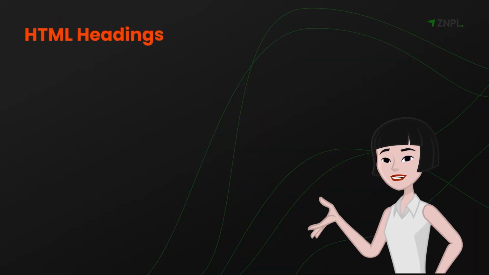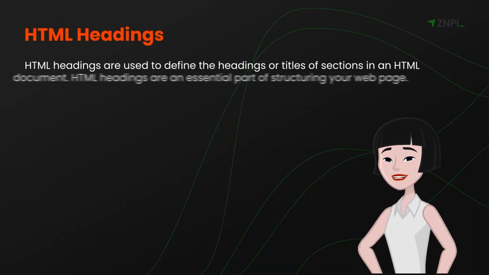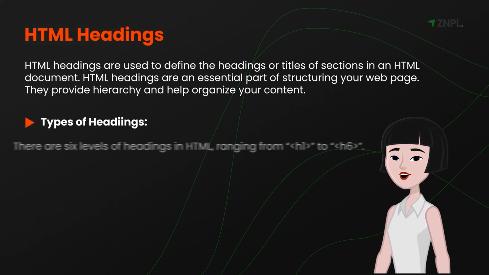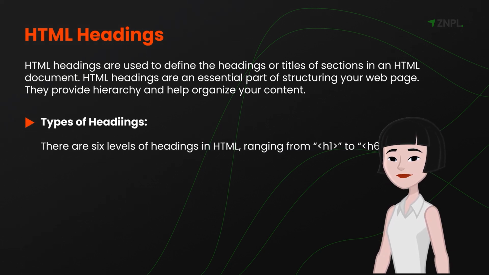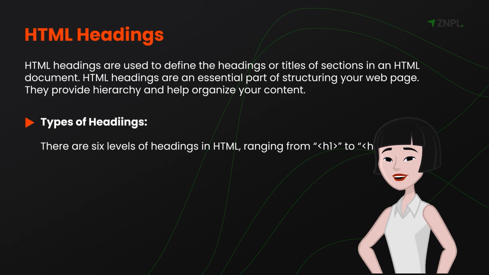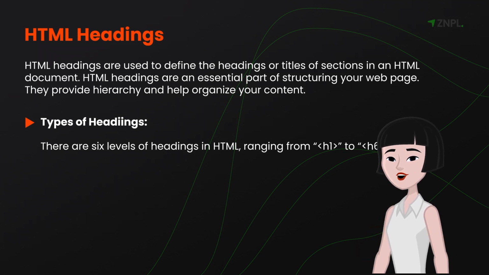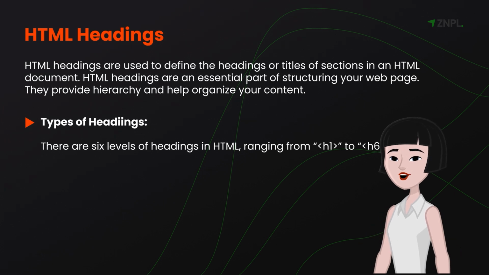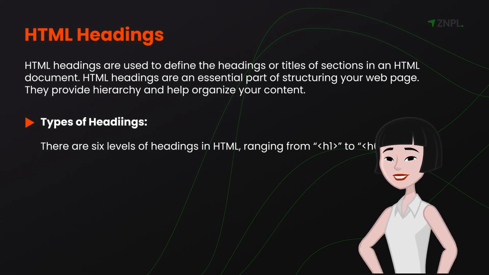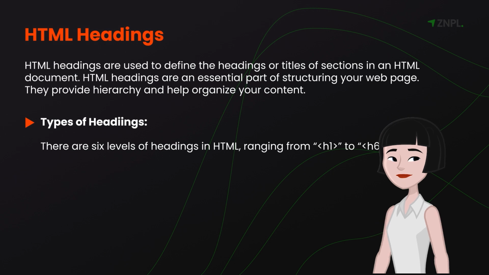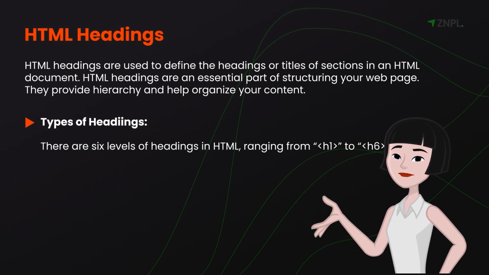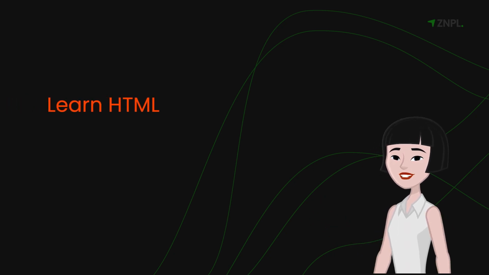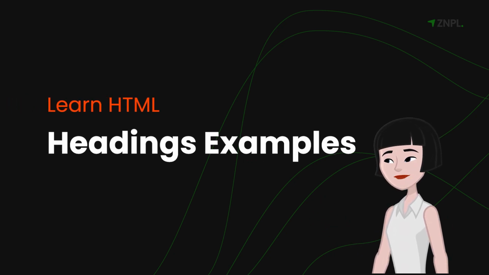What are HTML headings? HTML headings are used to define the headings or titles of sections in an HTML document. HTML headings are an essential part of structuring your web page. They provide hierarchy and help organize your content. There are 6 levels of headings in HTML, ranging from H1 to H6. Here are some examples of how to use HTML headings.